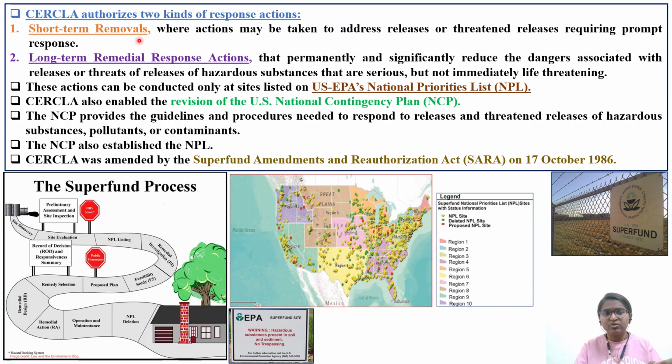Under short-term removal, actions may be taken to address releases or threatened releases requiring prompt response. In short-term, it is immediate action. There is an immediate threat, so immediate response. For example, the Seveso disaster, or Chernobyl. Not USA, Chernobyl in Russia, that uranium disaster, that nuclear power plant disaster.